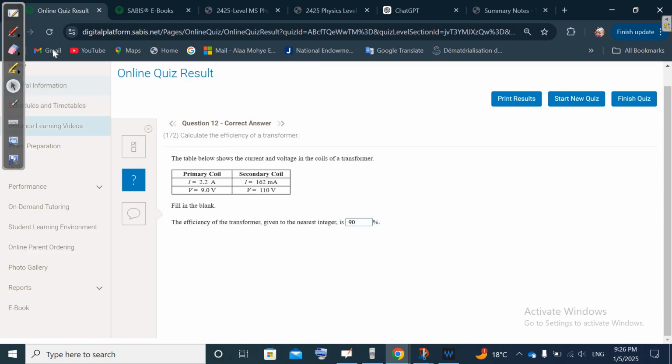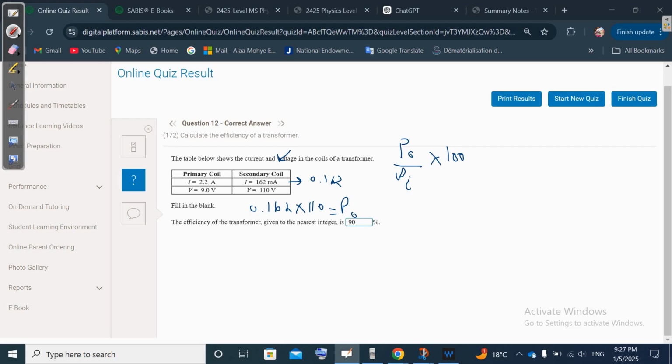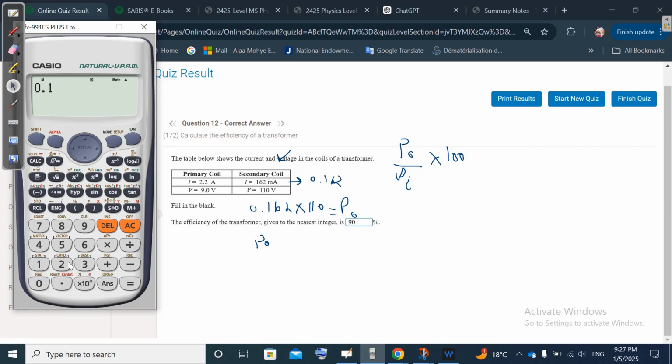Here, efficiency again. We need to do power out over power in times 100. To find the power out, which is the secondary coil, I need to do P equals IV. But the I should be 0.162 because it's from milliampere to ampere. So 0.162 times 110 equals the power out, which is 17.82.